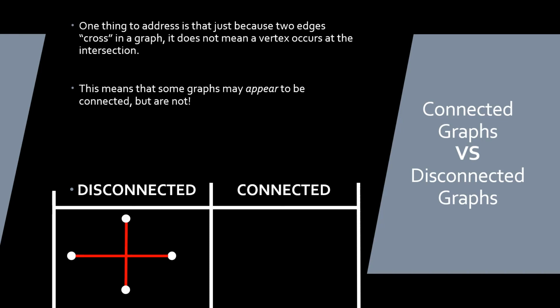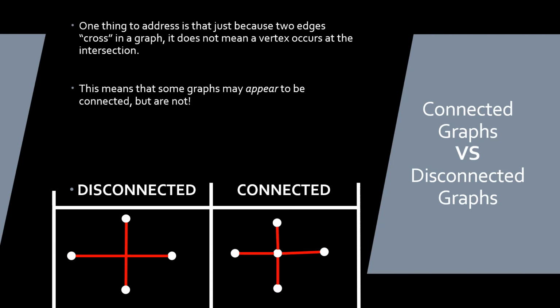So this is a disconnected graph, because I can't actually get from the left one to the top one. It looks like there's a root because I can kind of see this L-shaped thing, but that doesn't count because the line is a different edge.